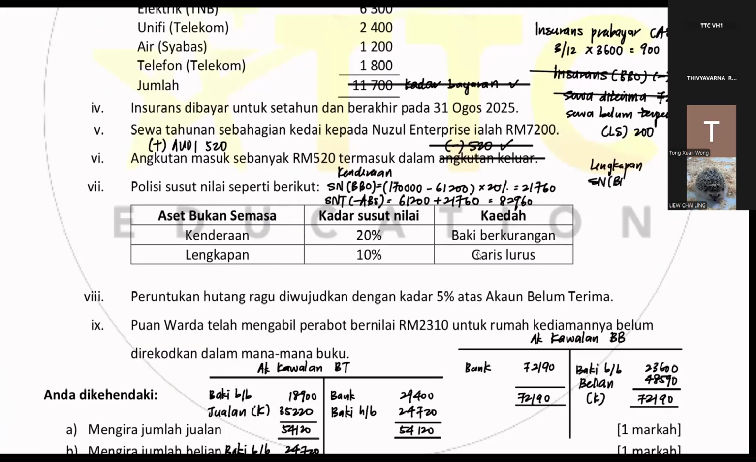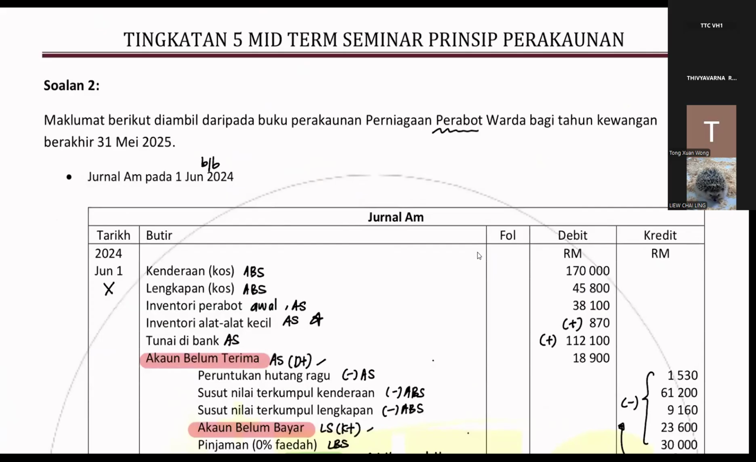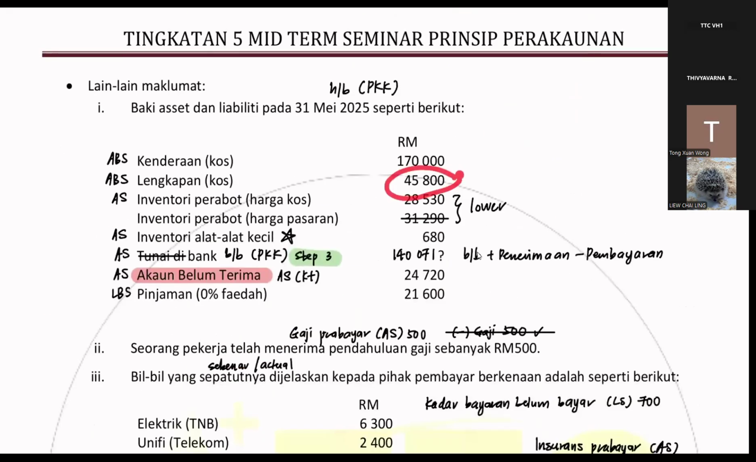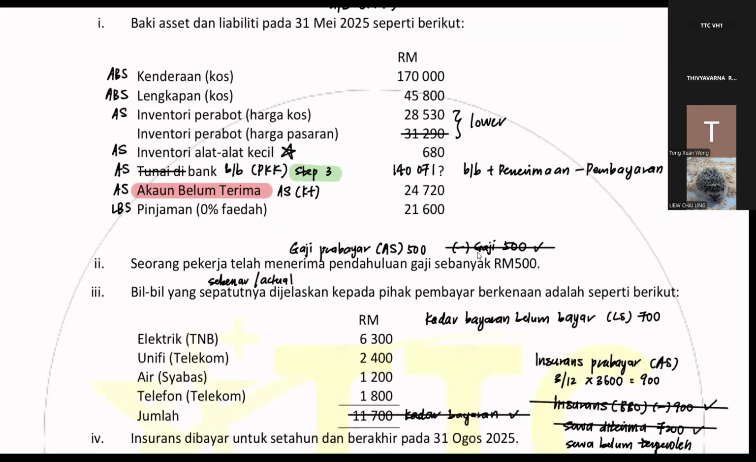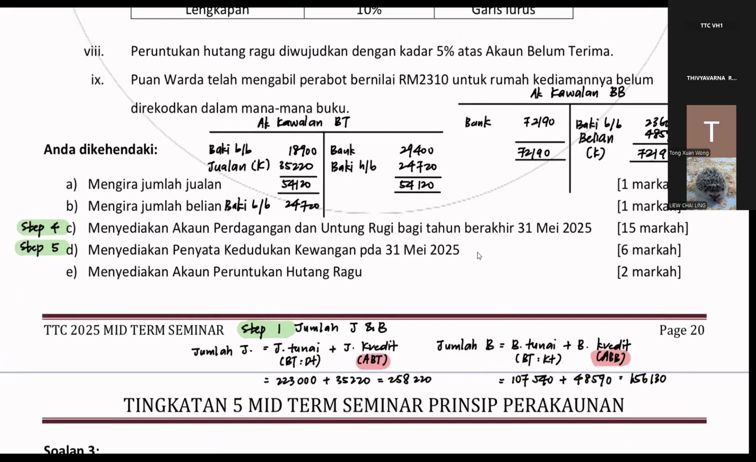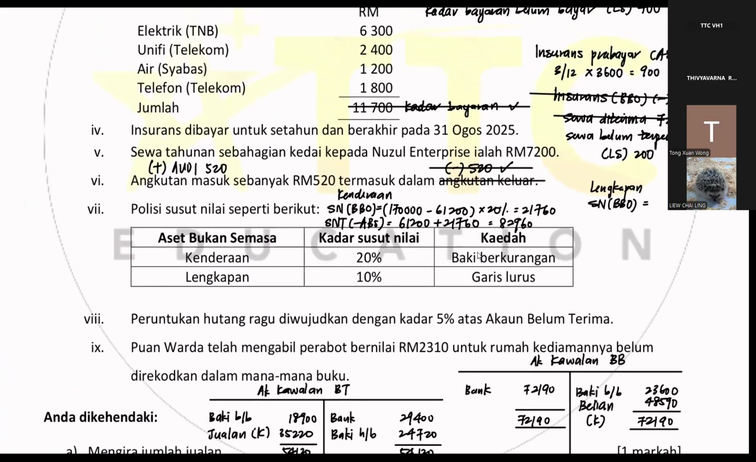SN also first. Belanja. Garis lurus 10% based on the cost directly lah. Also do the same. Check the value for Baki BB and also Baki HB to see any difference. Double check. Lengkapan Baki BB 45,800. Year end also 45,800. So safe enough for us to take the Baki HB directly. Times 10%. Then we will get 4,580.